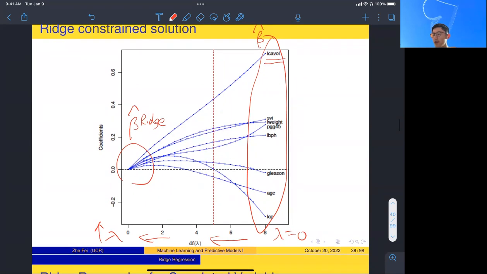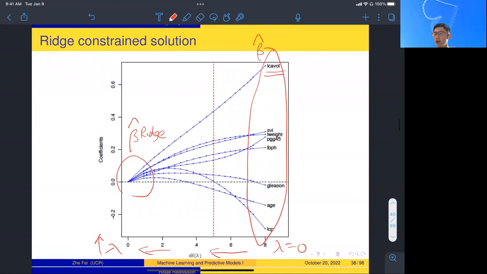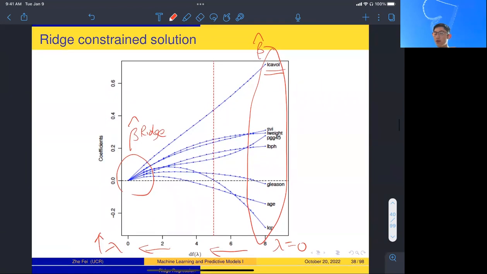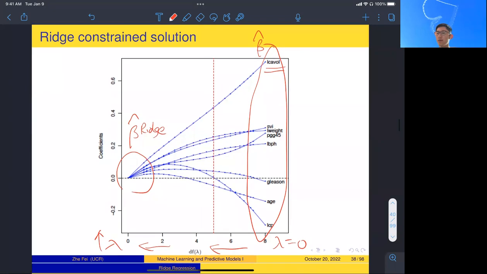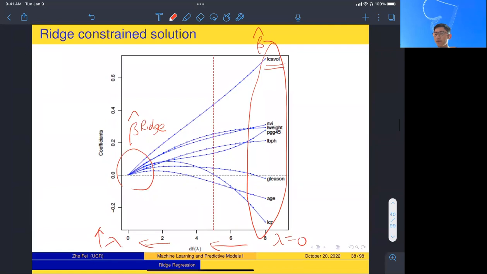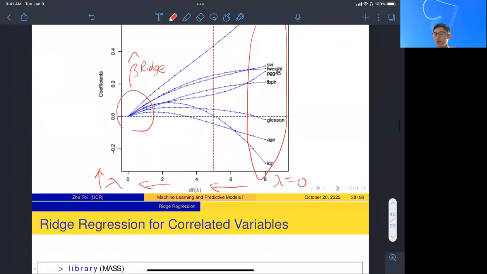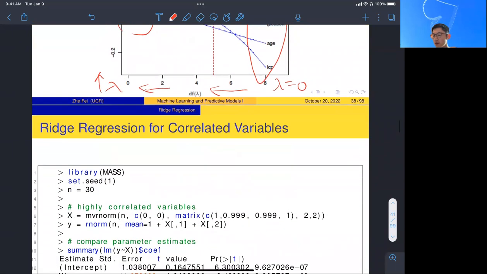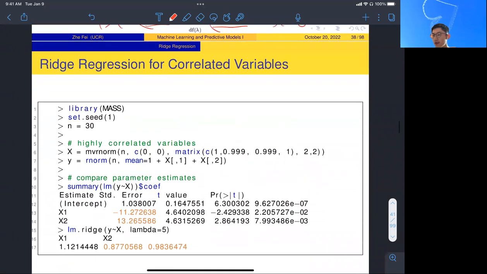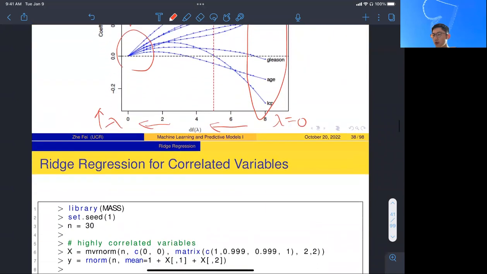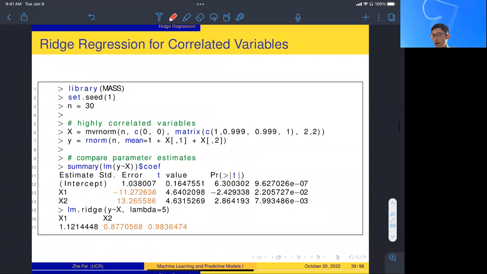And so the idea is that we want to choose an appropriate lambda, or the best lambda, that gives us some shrinkage, that's like an optimal model in some sense, right? So let's look at one implementation here.